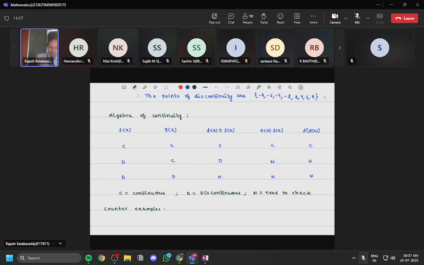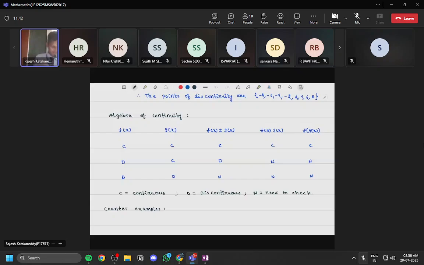Now the last, multiplication. If you do it, N stands for need to check. It may be continuous, it may be discontinuous as well. Composition is also the same thing. Am I clear? Right? So when both are discontinuous, I didn't swap them. If I write f continuous, g discontinuous, the same thing I should write.